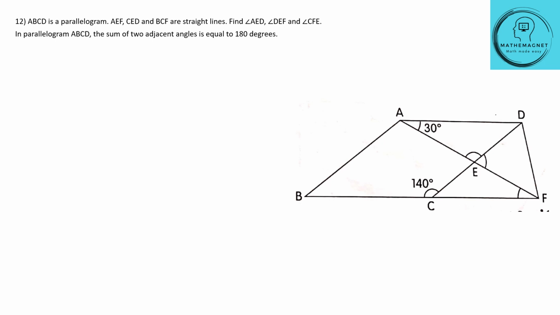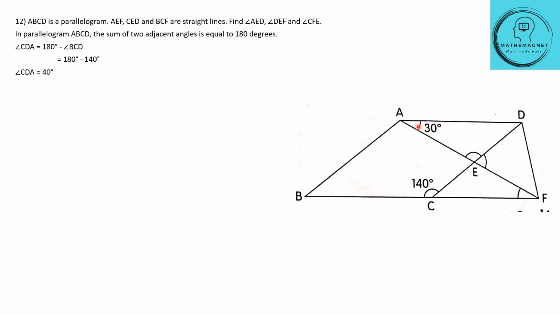In this parallelogram ABCD, the sum of two adjacent angles will be equal to 180 degrees. Either these two will be equal to 180 degrees or these two will be equal to 180 degrees. So angle CDA will be equal to 180 minus 140. You will get this angle, which is CDA, equal to 40 degrees.